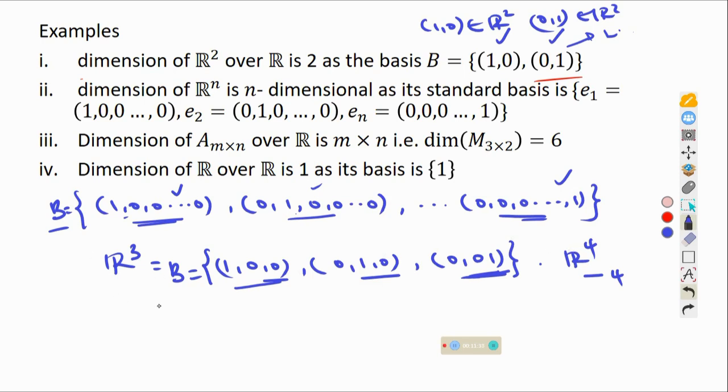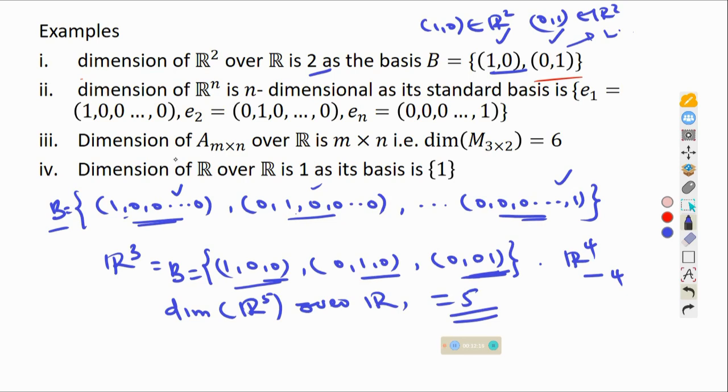So when we are talking about the dimension of R to the power 5 over R, it will surely be 5. The dimension of R2 over R will be 2. And these are the standard elements within the basis. Remember, to determine the dimension, we must first know how many elements are in the basis set. So that is the case for the dimension of R to the power n.